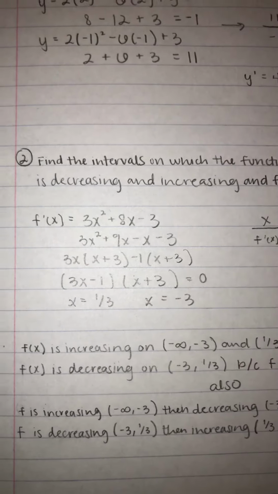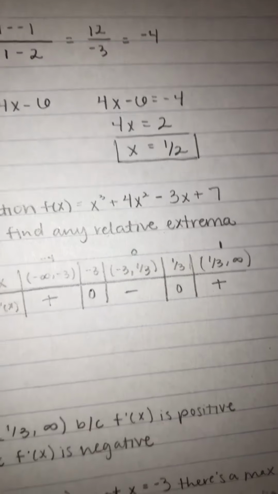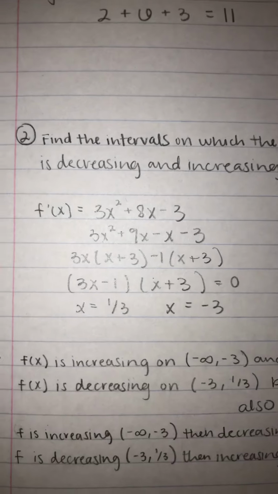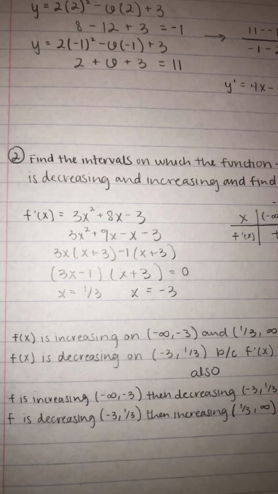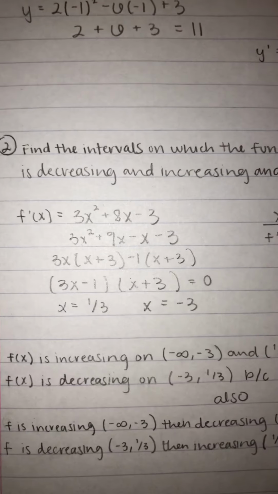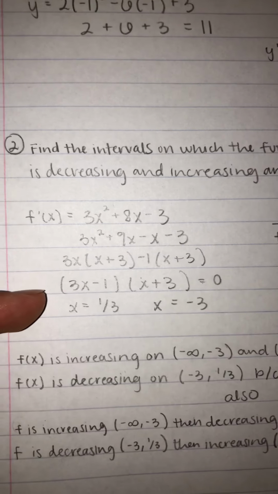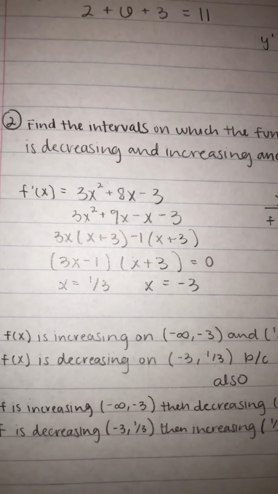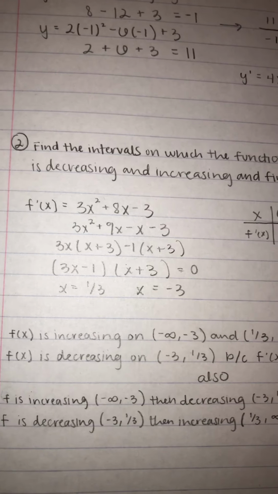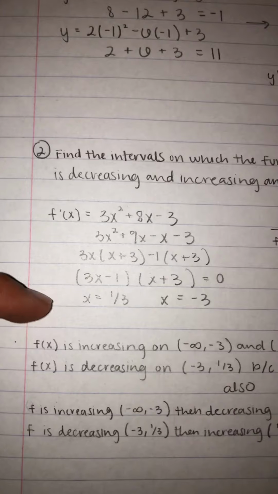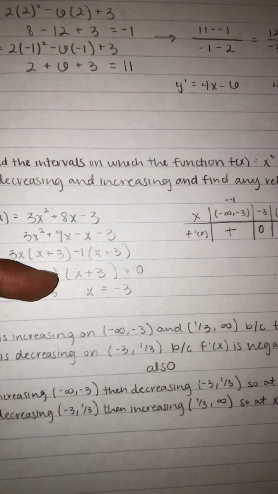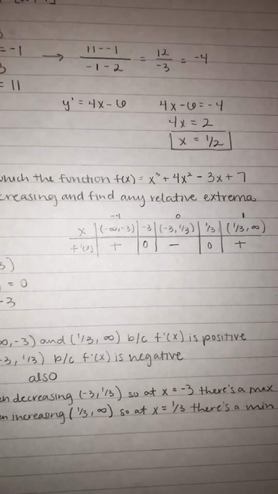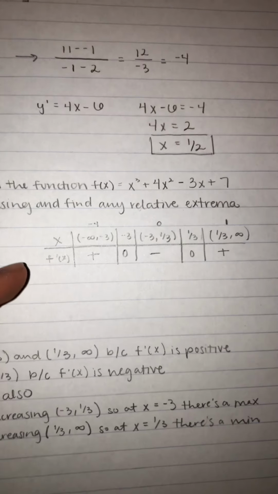So to begin, you're going to find the derivative of f of x, and that is going to be 3x squared plus 8x minus 3. And that simplifies to this, which is 3x minus 1 times x plus 3. And then that gives you x equals 1/3 and x equals -3. And then you're going to make this chart.